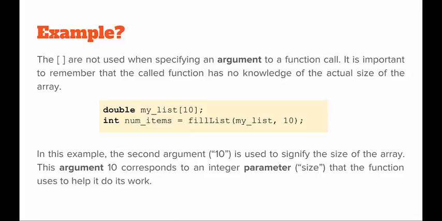The square brackets are not used when specifying an argument to a function call. It is important to remember that the called function has no knowledge of the actual size of the array. In the example we see here, the second argument, 10, is used to signify the size of the array. This is something that we've done on the programming end to help our function realize how big our array is. This argument 10 corresponds to an integer parameter called size that the function uses to help do its work. This is not built into C++. This is something we've built for this example, and I recommend building it into your functions when you use arrays.